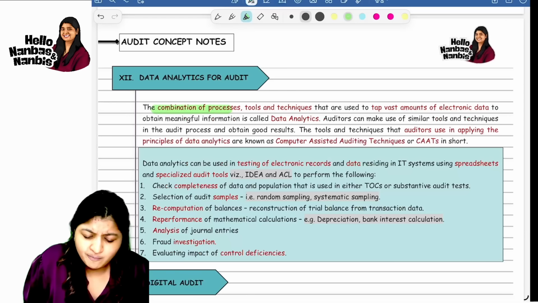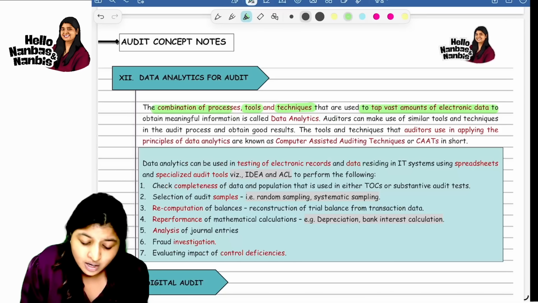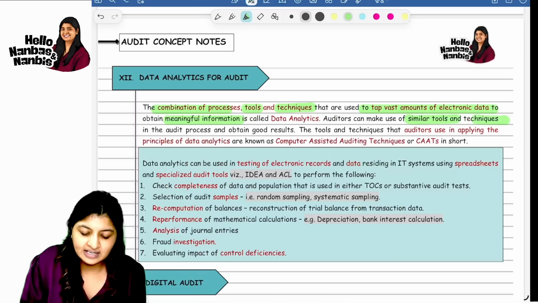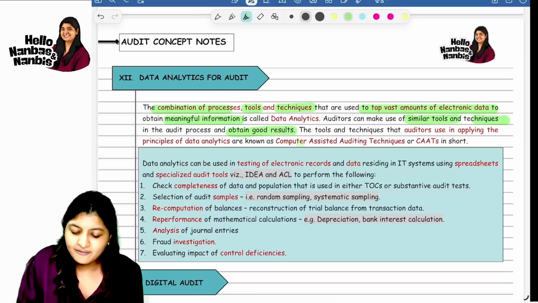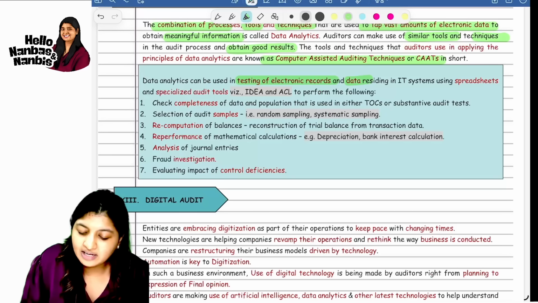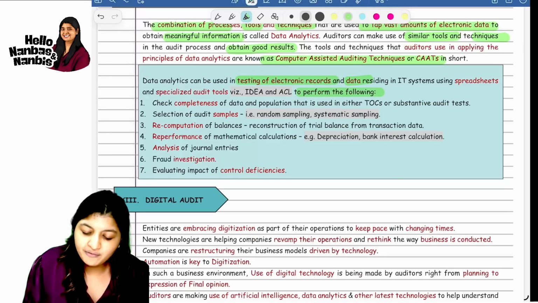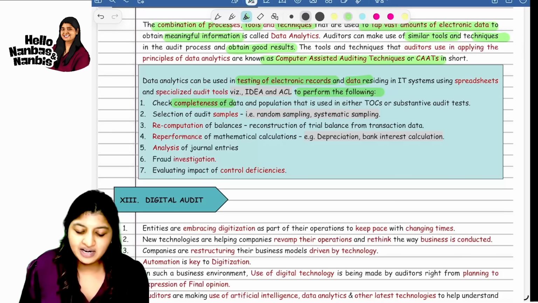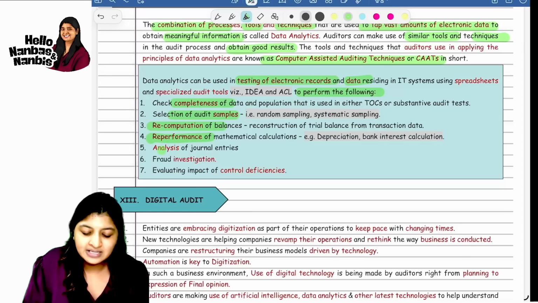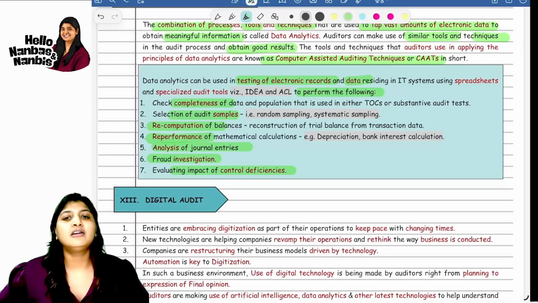This is the combination of process, tools and techniques which is used to tap vast amount of electronic data to obtain meaningful information. Auditors can make use of similar tools and techniques in the audit process to obtain good results. For example, it is CAT. Data analytics can be used for testing of the electronic records and data which is inside the IT systems using spreadsheets to perform the following things: checking the completeness of data, selection of audit samples, recomputation, reperformance, analysis of journal entry to see whether fraud is there or not, to see whether internal controls is operating.